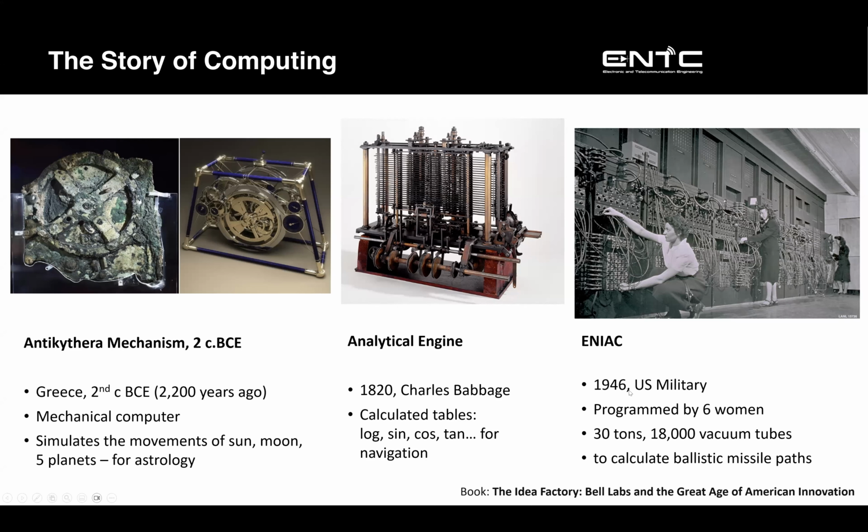Then, in the 1940s, you have the military computers. You have ENIAC from the US military. This was programmed by 6 women. So the first programmers were actually women. Even for the moon missions, the moon lander software was programmed by a famous woman. ENIAC had 30 tons and 18,000 vacuum tubes inside. It was a huge thing, the size of a building, and it was used to calculate the paths of ballistic missiles, projectiles and all. All right.